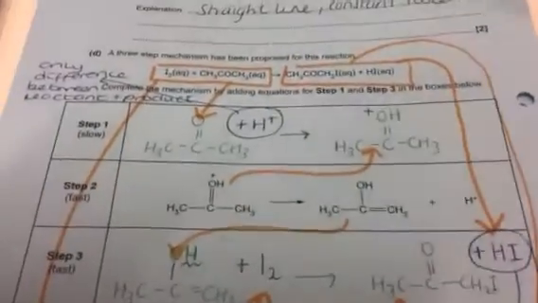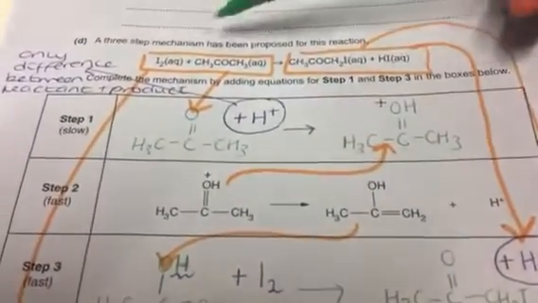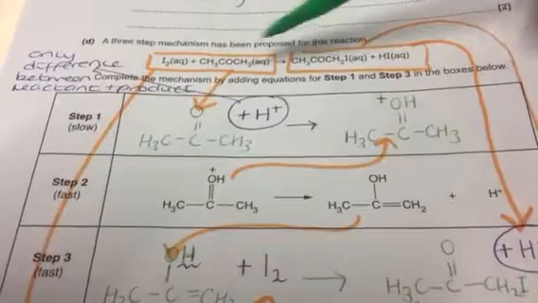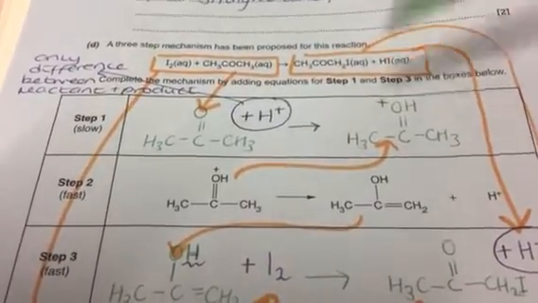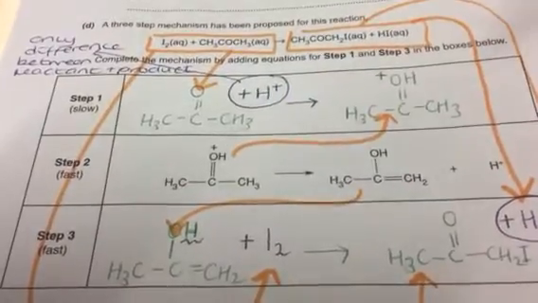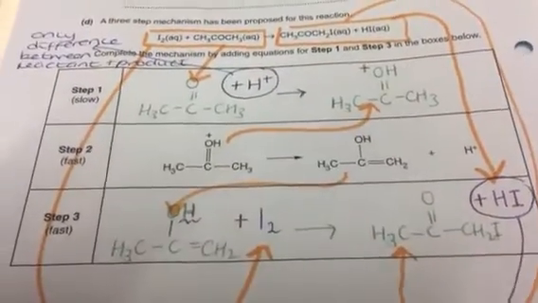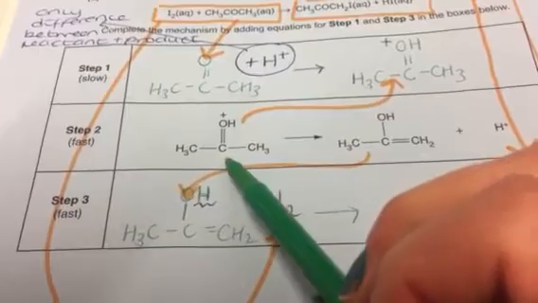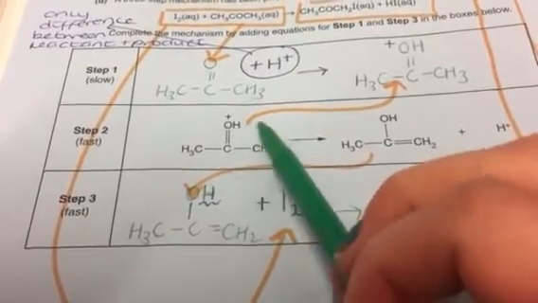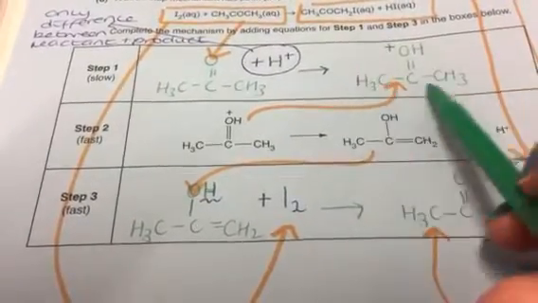So let's start at the beginning. We've got a 3-step mechanism. We know the reactants, we know the products. We know that in step 2 this is what happens because it's given to us in the question. So let me show you how I would approach this question. If I know that step 2 starts with this, I know that actually that is the product of step 1.